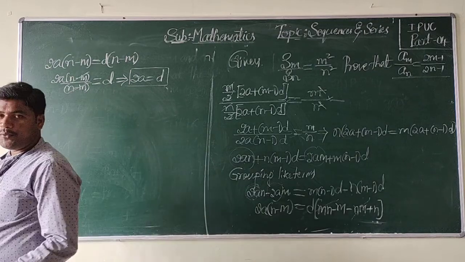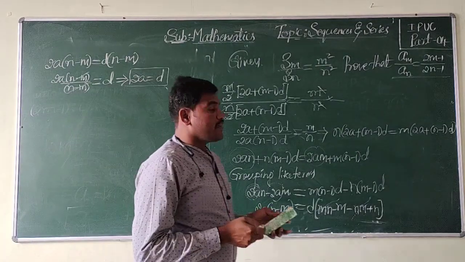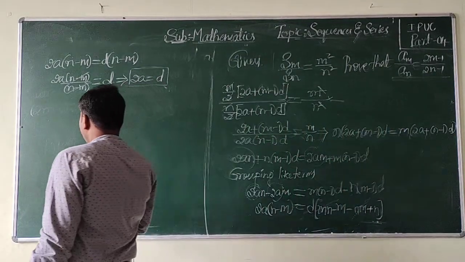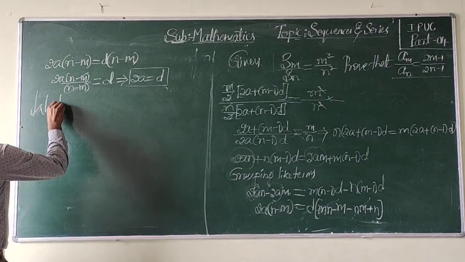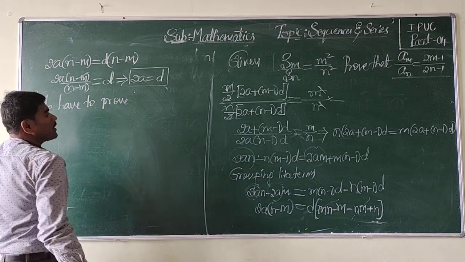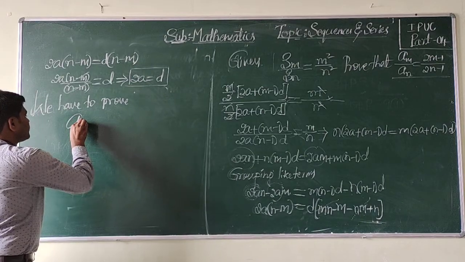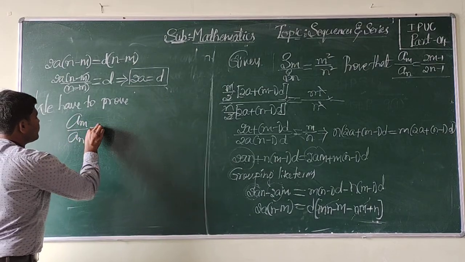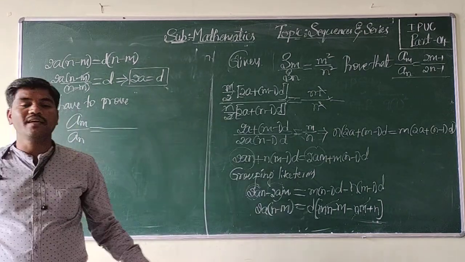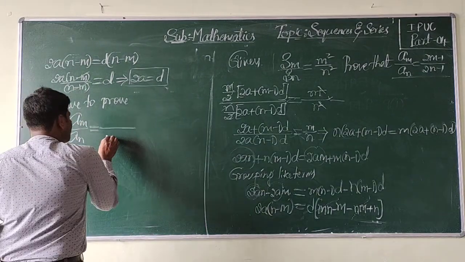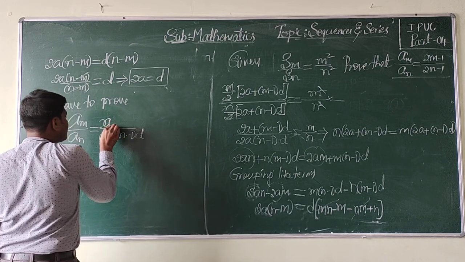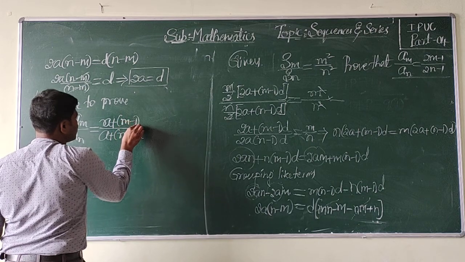Using this d, we have to prove that the ratio of the m-th and n-th terms of the AP is 2m minus 1 is to 2n minus 1. So now we have to prove that am upon an. Here am means the m-th term of the AP. The m-th term of an AP is written as a plus (m minus 1) into d. Like that, the n-th term is written as a plus (n minus 1) into d.